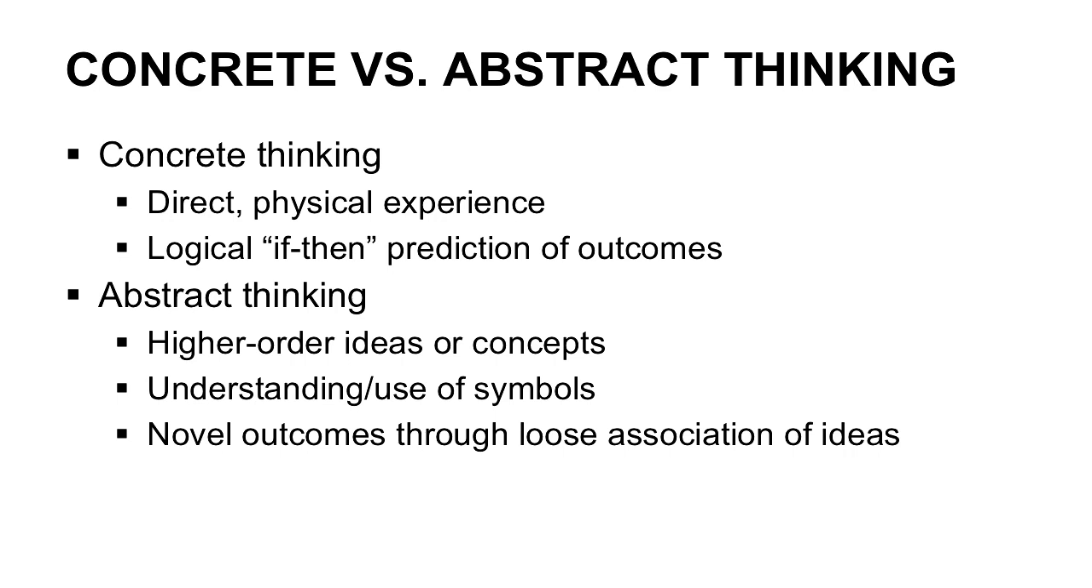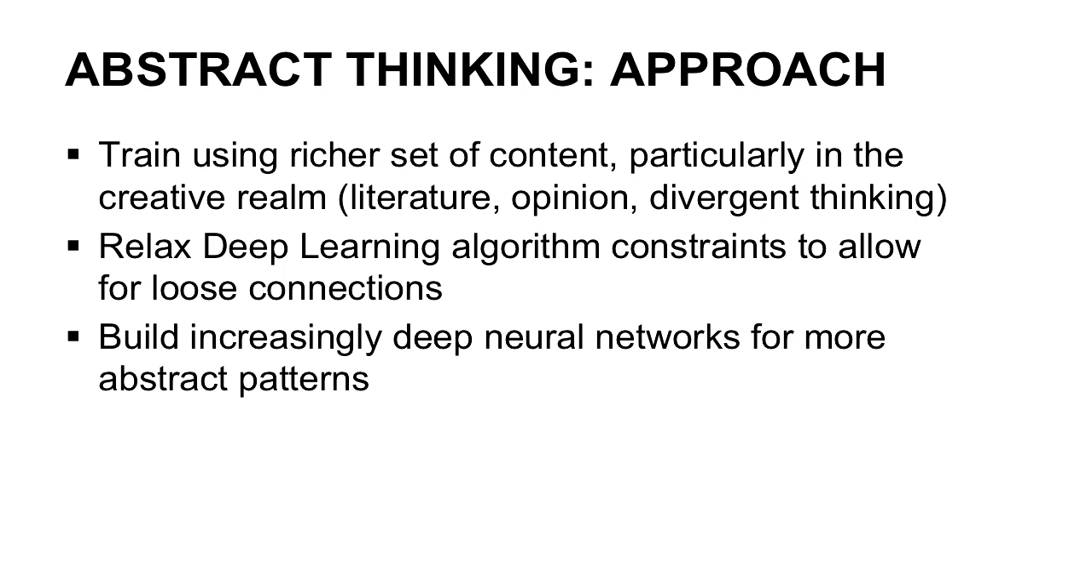Now, by contrast, think about abstract thinking and how kids learn and go from the very literal to understanding higher order ideas and concepts, particularly around symbols. When we think then about predicting outcomes, we come up with novel connections, things that we might not have anticipated. And it's through these loose associations of ideas or connections across concepts in different domains. So how we can manage this through deep learning is more content, better content, and a deeper neural network.